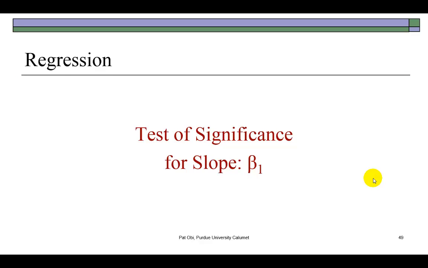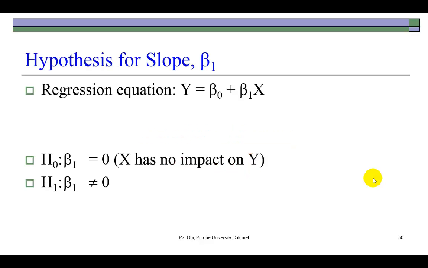So next up would be test of significance for the slope parameter b1. And again, remember, b1 is the slope.